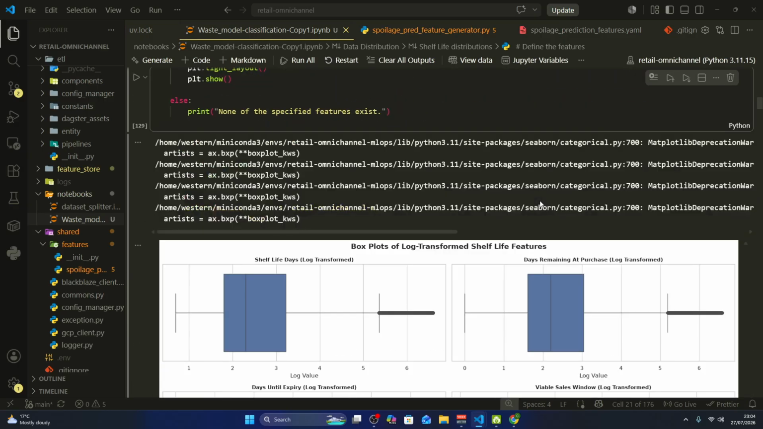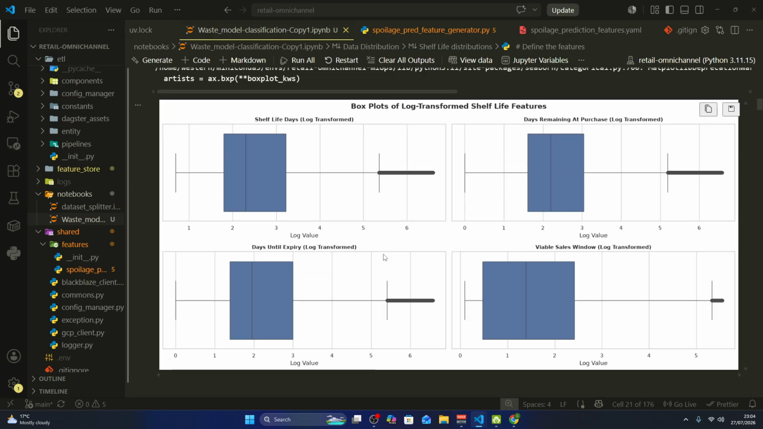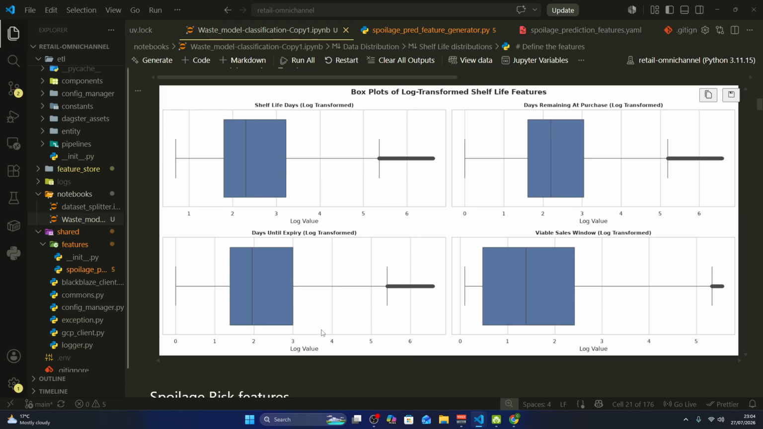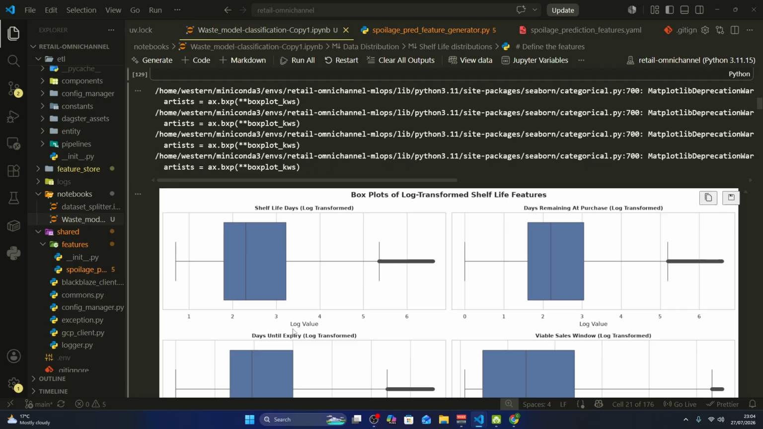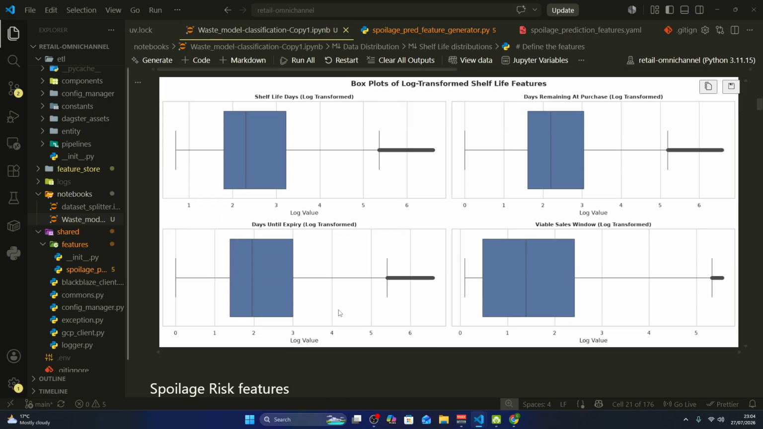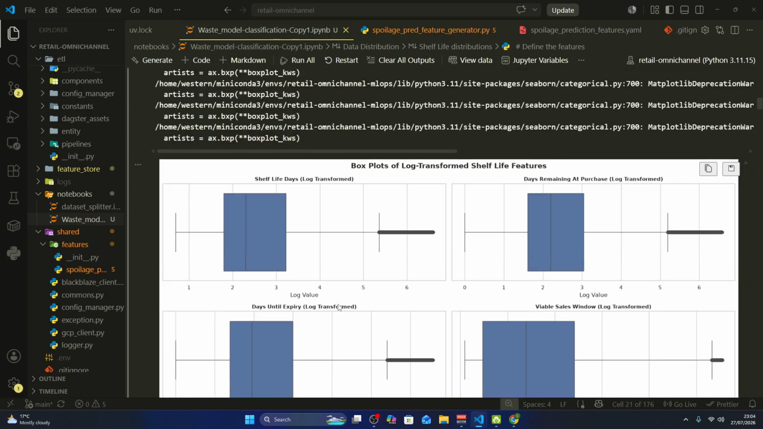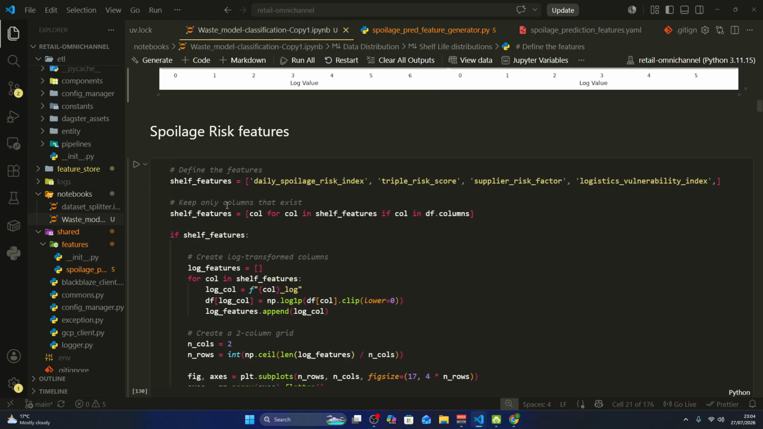Okay, so we can do this. Based on this, you can see that all have outliers. Again, I'm using log transformation based on that. Yes, there are some outliers. The log scale, log value box plots. So this is the distribution when you're looking at the shelf life distributions.